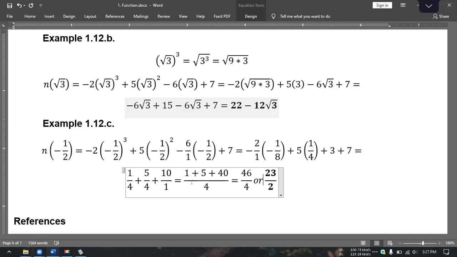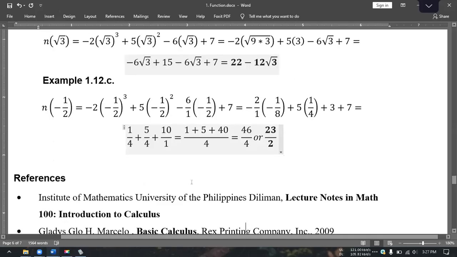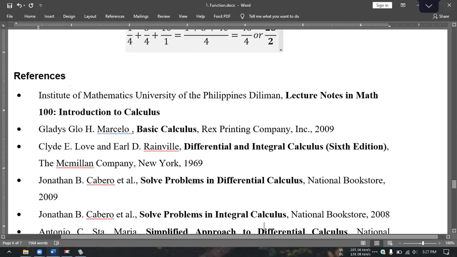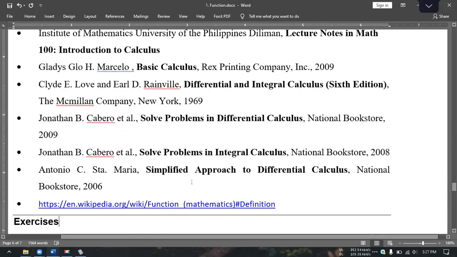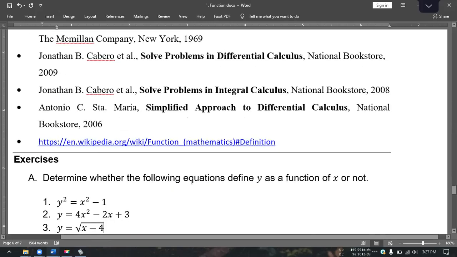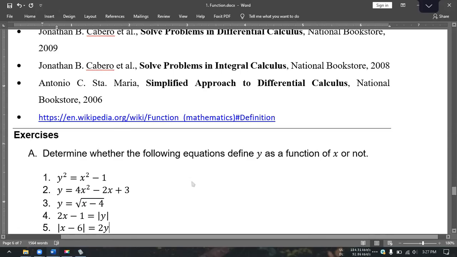So, we're done with our first module. We finished 3 topics: the definition of functions, the domain and the range, and the evaluation of function. These are the references I used. And then you may now start, or I think some of you have already started.